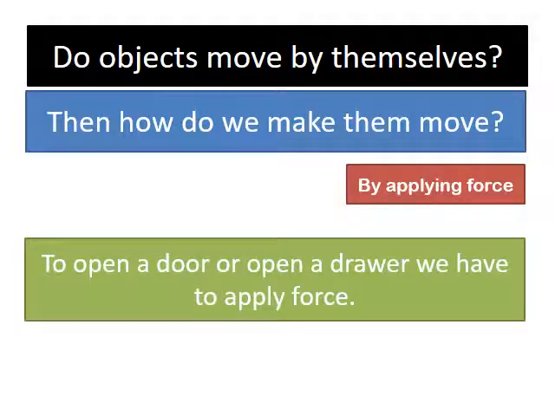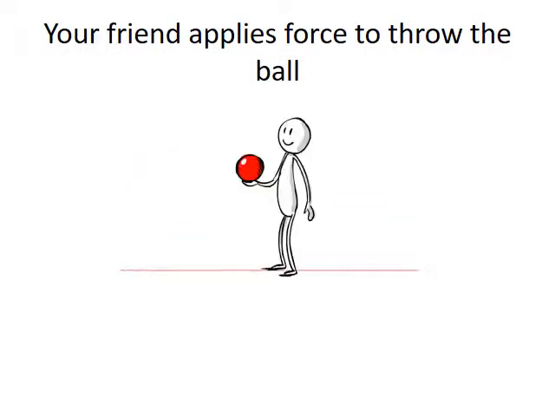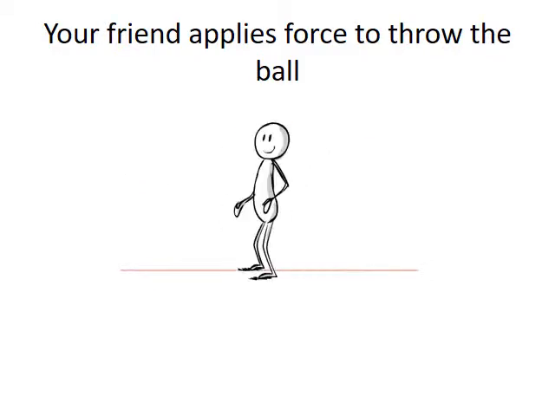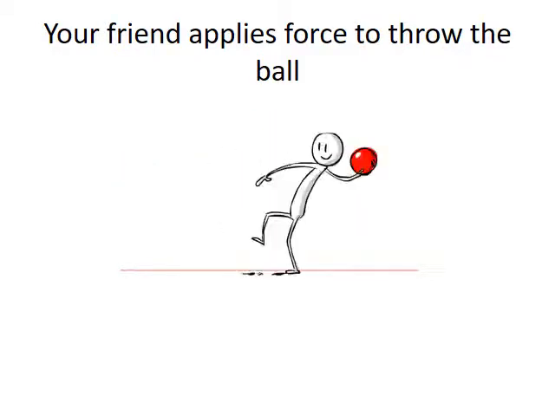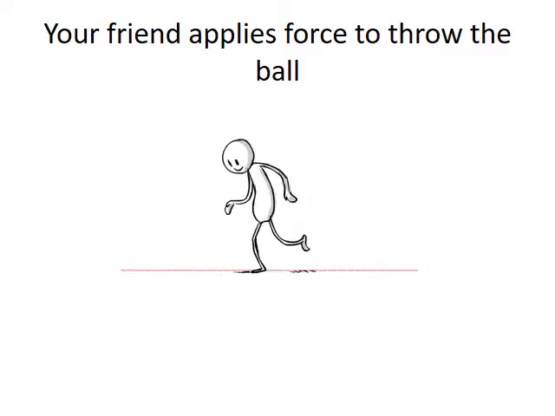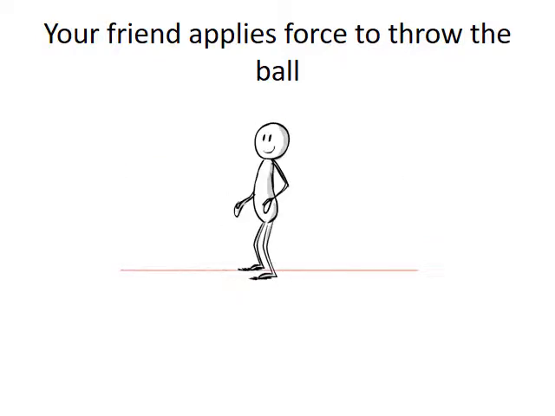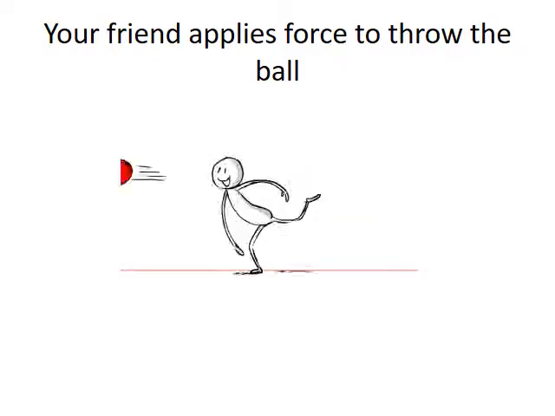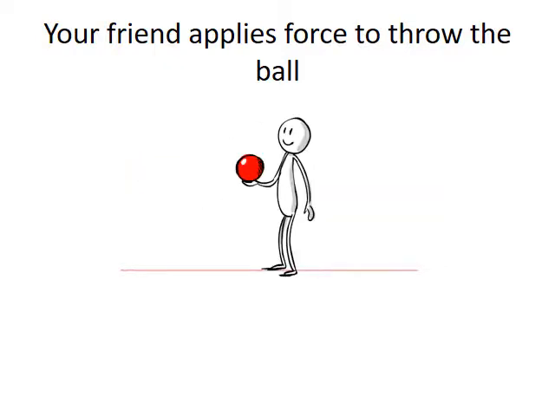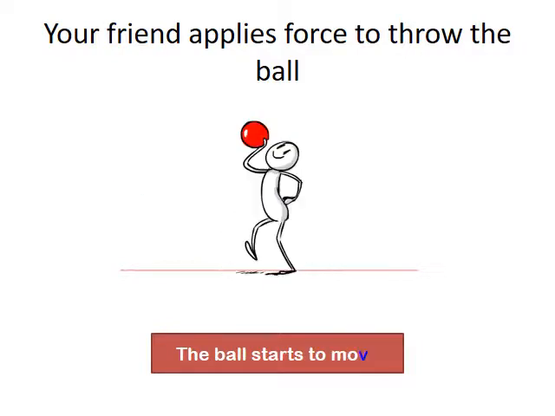So to open a door or open a drawer, we have to apply force to these objects for them to start moving. Now, applying forces may affect the things that we are supposed to be moving in different ways. For example, if your friend wants to throw a ball so that he can pass it to you, your friend will apply a force to this ball in order to throw it to you. So the ball will start to move once your friend applies force to it.